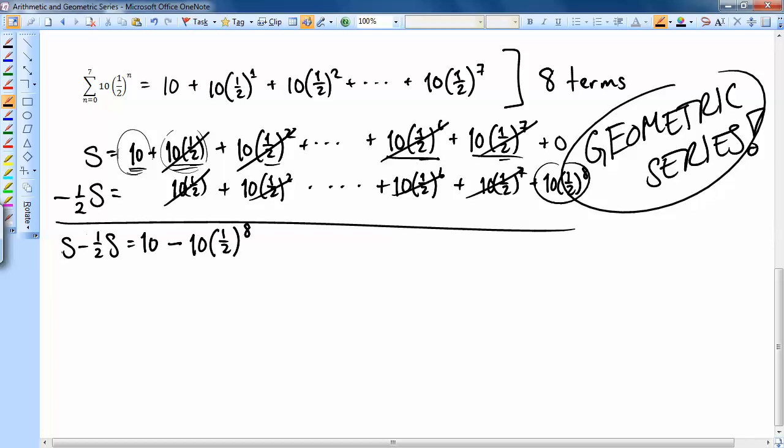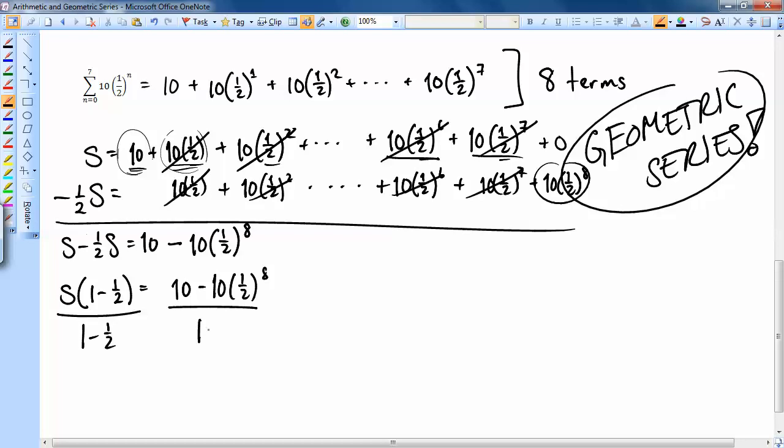So then this side I can factor. I'm actually going to write this in kind of a weird way first. So this becomes 10 minus 10 times 1/2 to the 8th. And then I'm going to divide out the 1 minus a half. And here's my sum. And you can plug that into a calculator to figure out what that actually is.